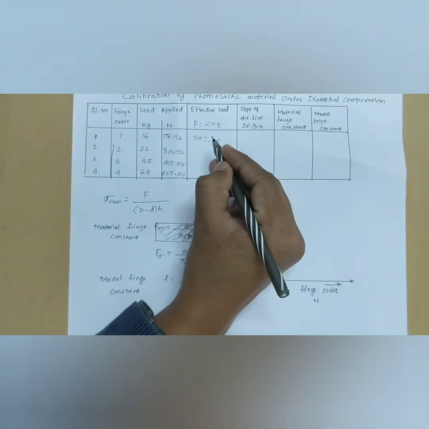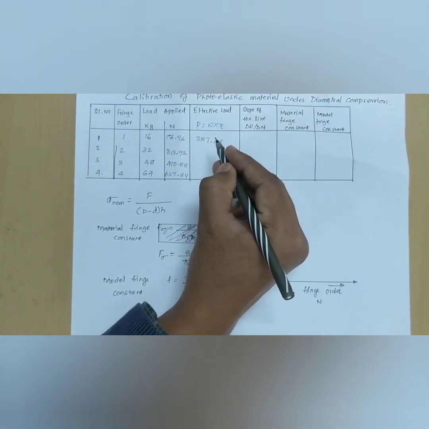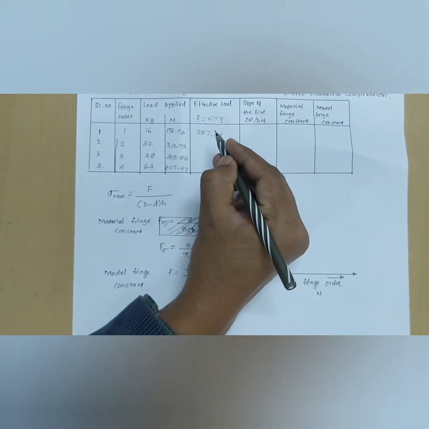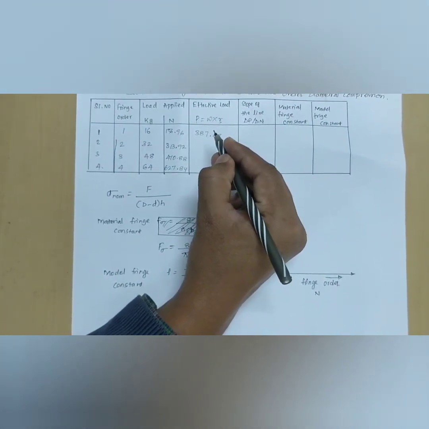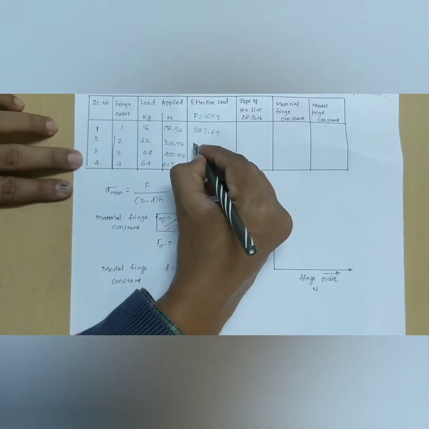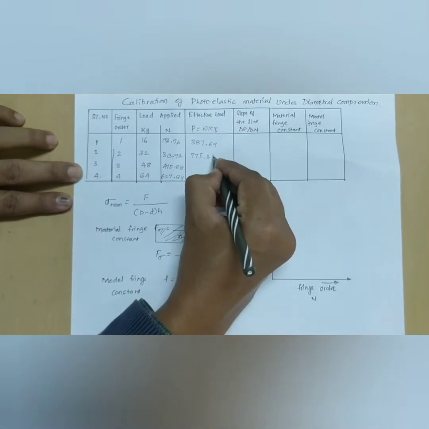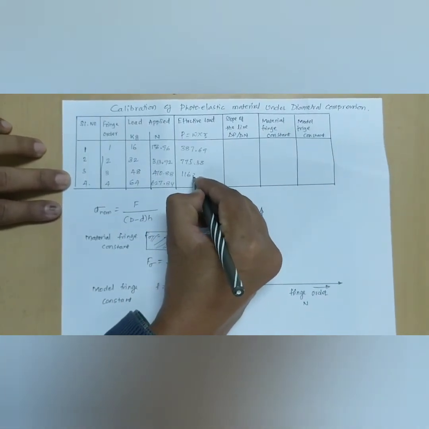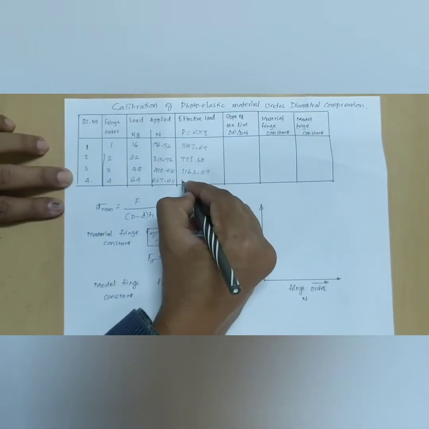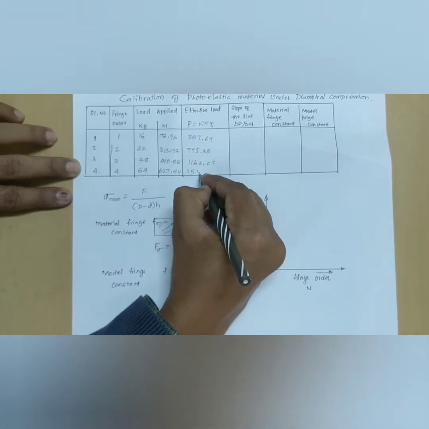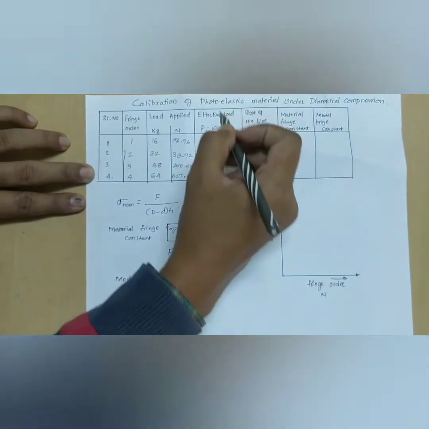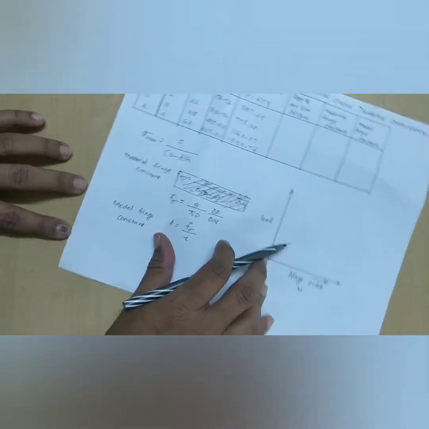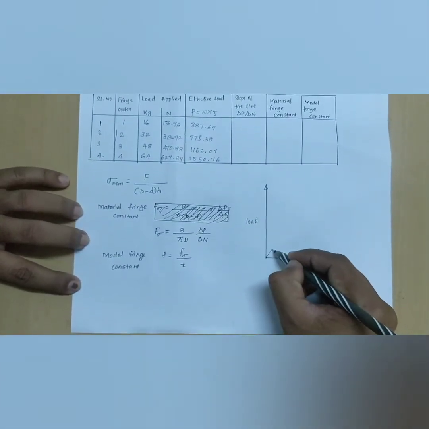For the second case it is around 775.38, and for case 3 it is around 1163.06, and for case 4 this is 1550.76, and we need to plot a graph of this effective load versus fringe order. So when we plot the graph, it will be something like this.